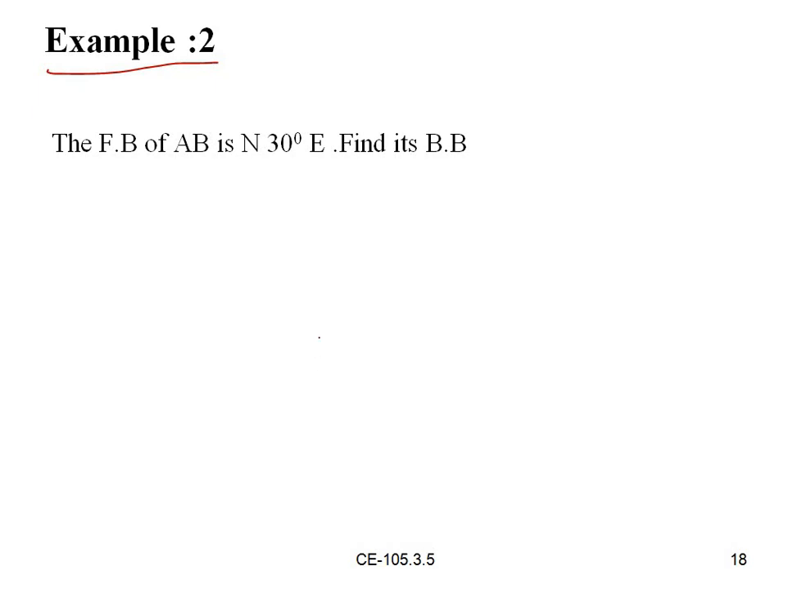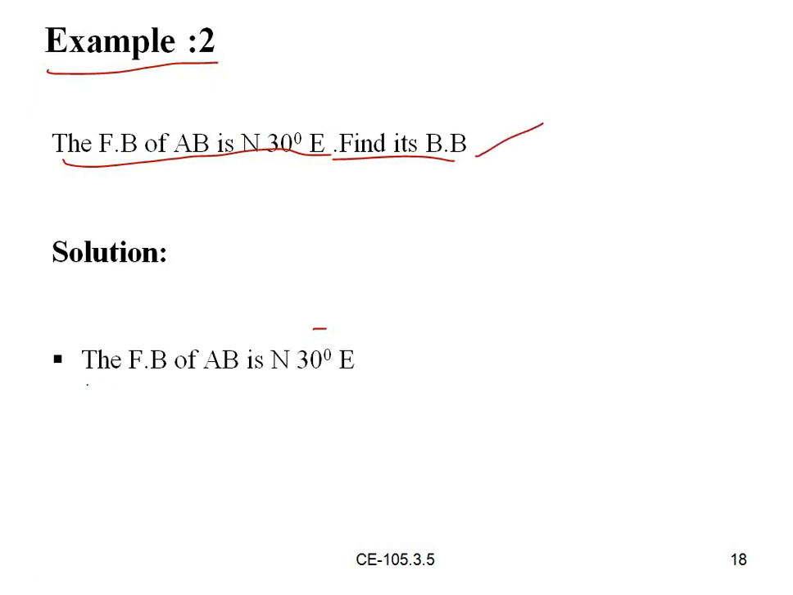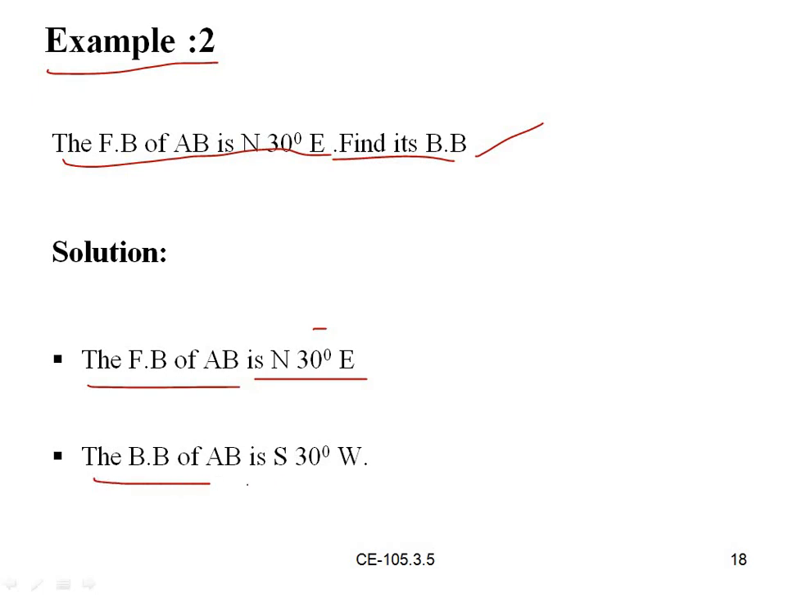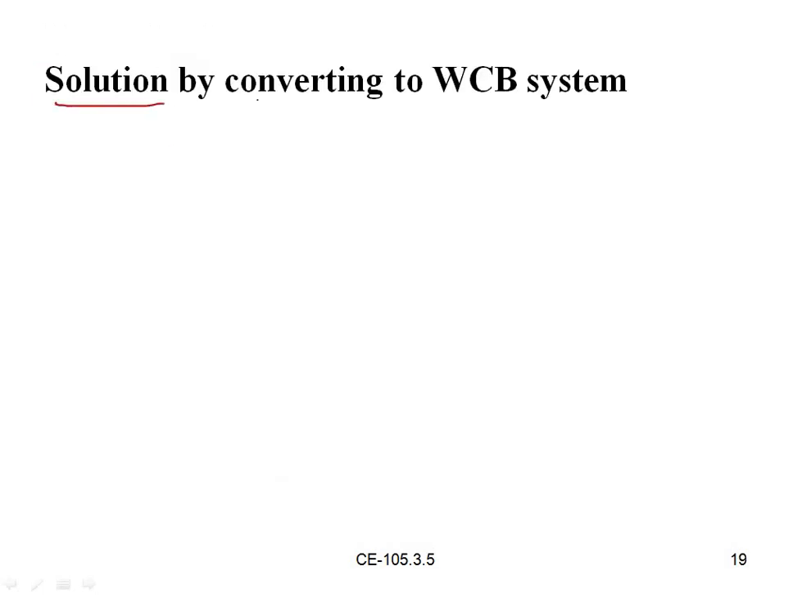The forebearing of AB is north 30 degrees east. Find its back bearing. So if AB is north 30 degrees east, we have to find its back bearing. Solution: the forebearing of AB is north 30 degrees east, then the back bearing of AB is south 30 degrees west. So, solution by converting into whole circle bearing system.